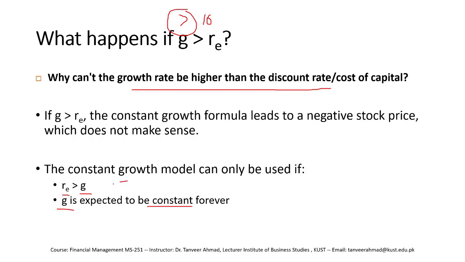What should we do? We currently do not have any solution for this case. But when we have multiple g's, when there is no single g, when we have more than one growth rate, then we can use another type of model called the non-constant growth model, or multiple growth or two-stage growth model. To solve the problem of g not being constant, we are going to use the non-constant growth model, and that is the topic that we are going to cover in our next lecture.